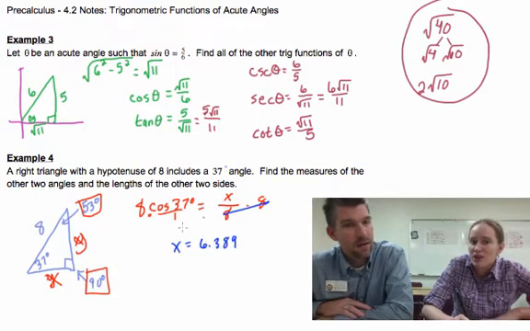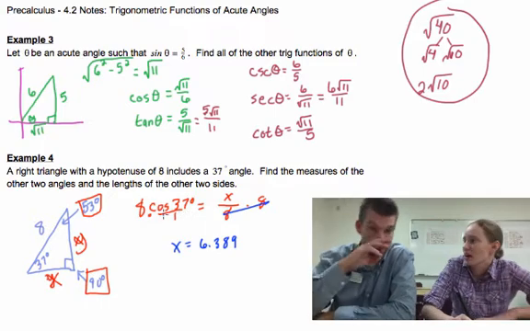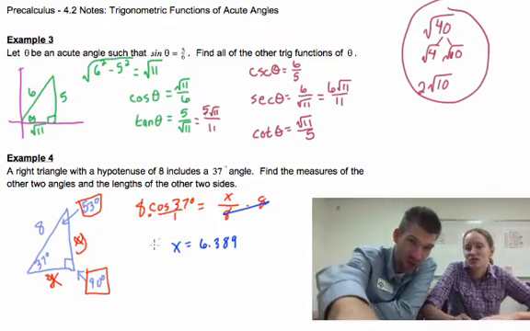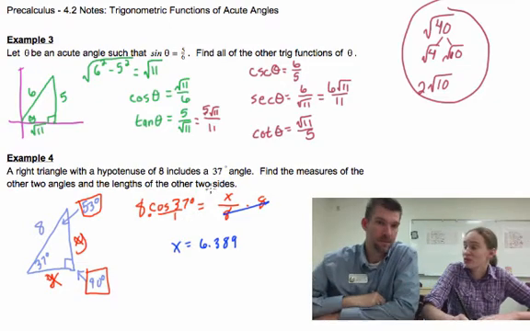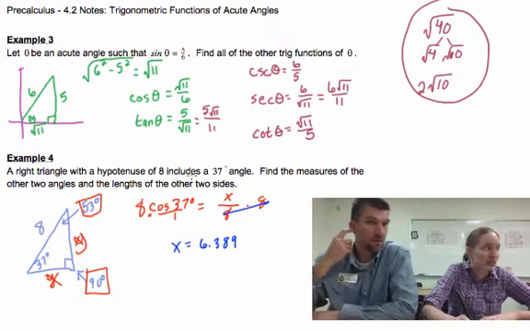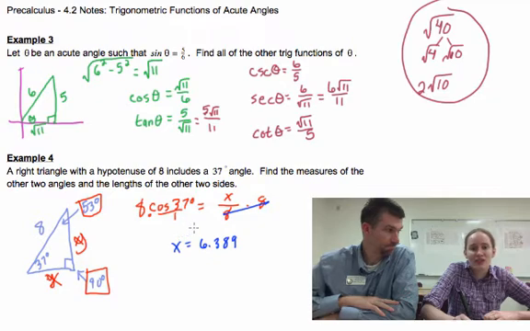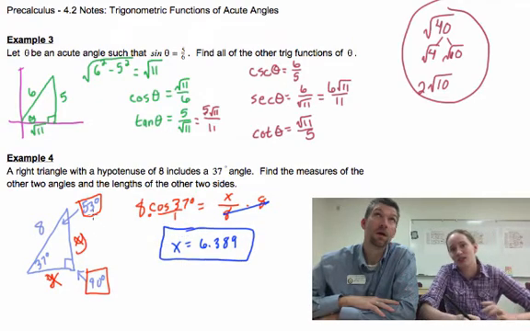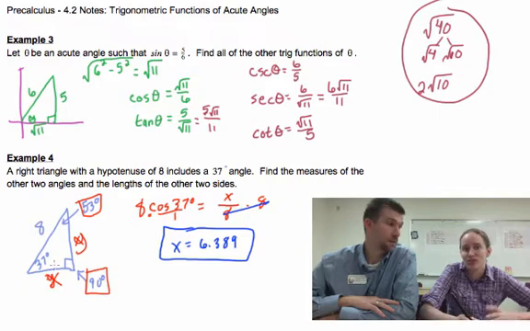Make sure it's in degree mode. How do we know it's supposed to be in degree mode? Because it says 37 degrees right there. If it says degrees, we put it in degree mode. And if it doesn't say degrees, we need it in radian mode. Degree mode is degree mode, and radian is radian.